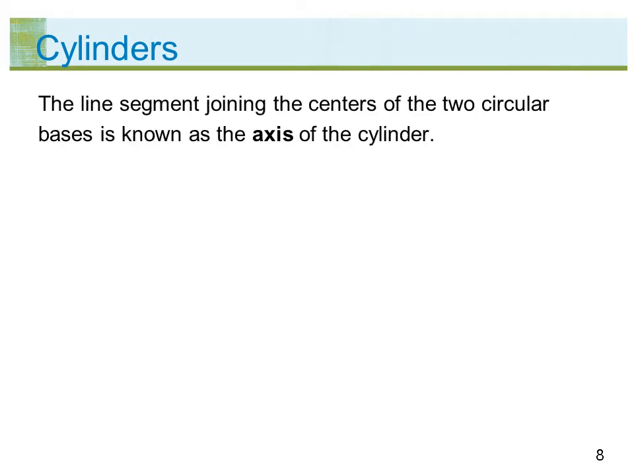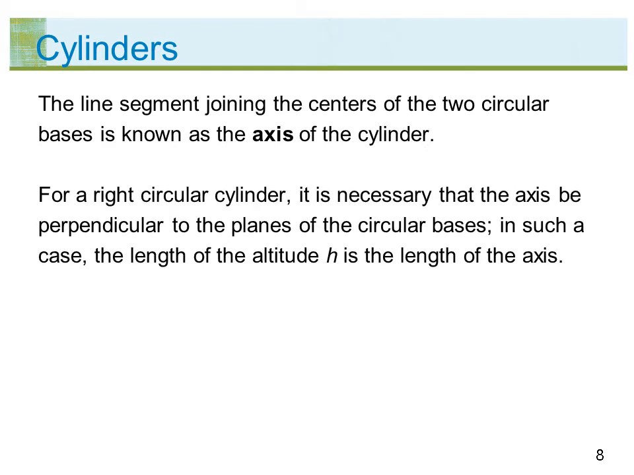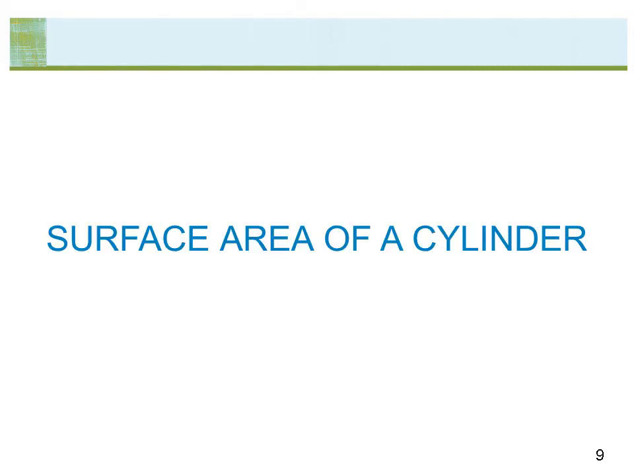The line segment joining the centers of the two circular bases is known as the axis of the cylinder. For a right circular cylinder, it is necessary that the axis be perpendicular to the planes of the circular bases. In such a case, the length of the altitude h is the length of the axis.